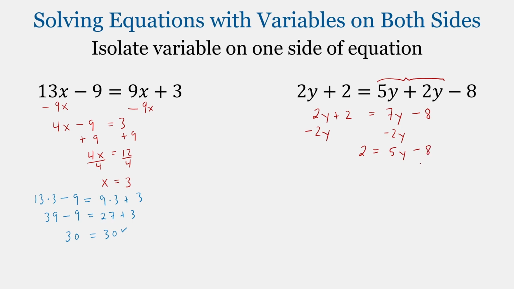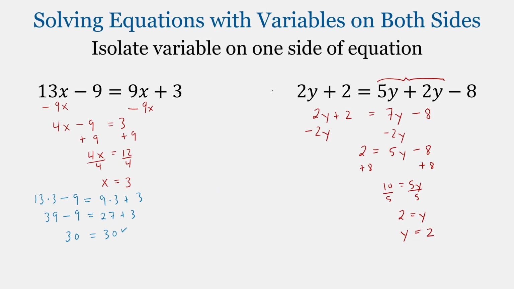So we're subtracting 8, so to undo that, we will add 8 to both sides, giving us 10 equal to 5y, and then divide both sides by 5. This gives us 2 equal to y, and then we can switch that order and write it as y equal to 2.